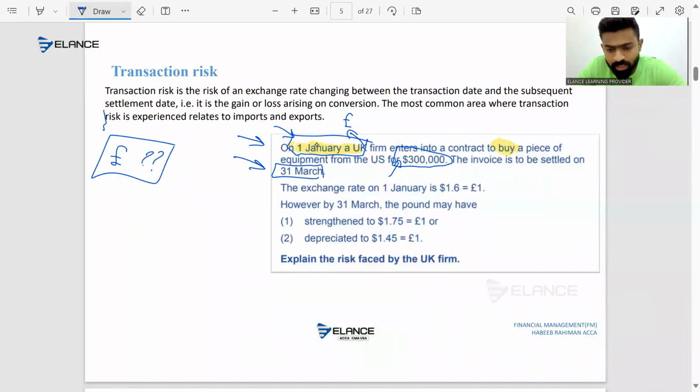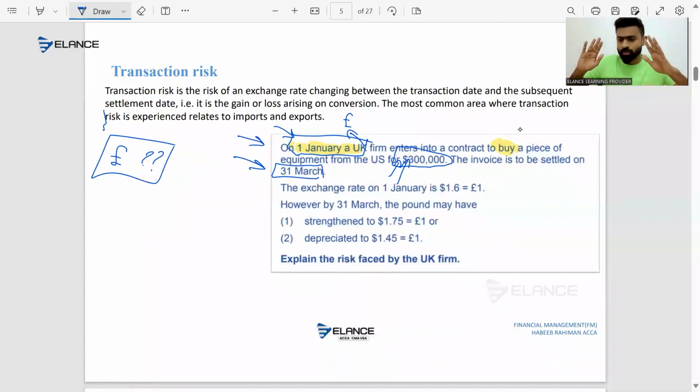What's your answer? On 1st January itself, is it certain what our payment in pounds is going to be? No, right? It is certain that the payment will be $300,000.